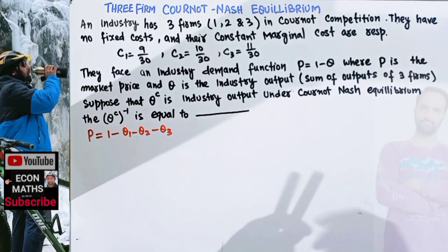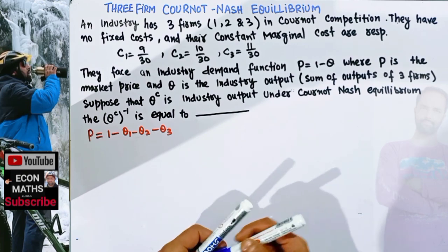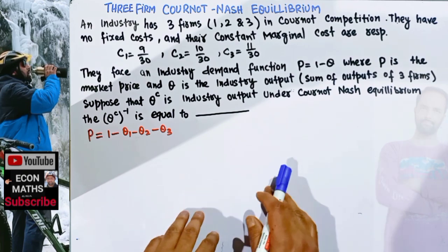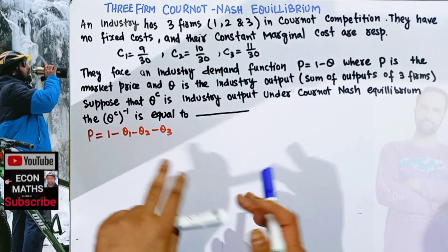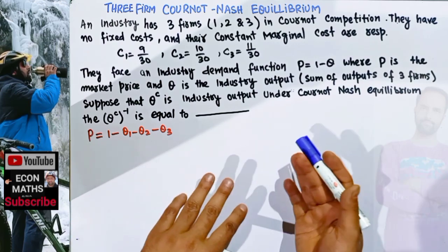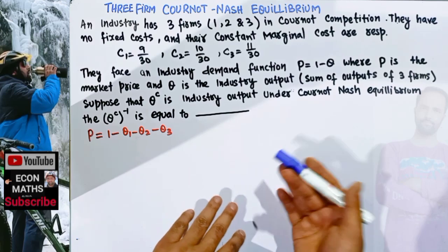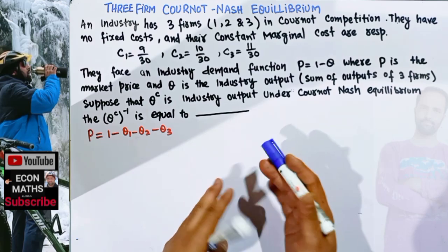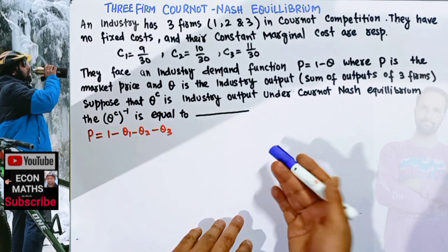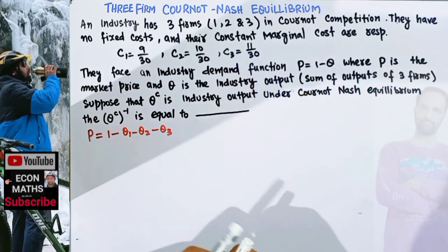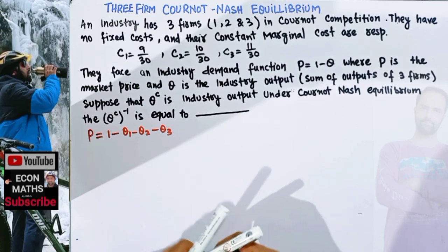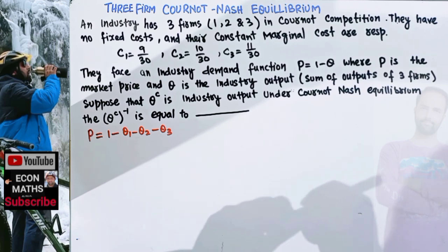Now we take three firms one by one. First we will find out the marginal revenue of firm 1 and equate it with its marginal cost. Then we will take marginal revenue of firm 2 and equate it with its marginal cost, and lastly the marginal revenue of firm 3 and equate it with its marginal cost. Let's take firm 1 in consideration first.